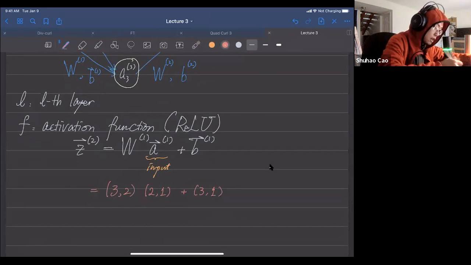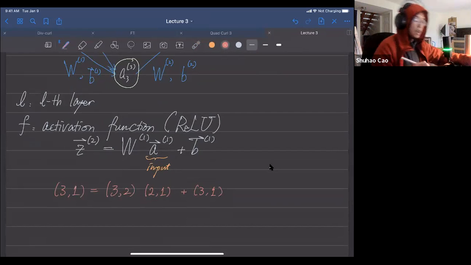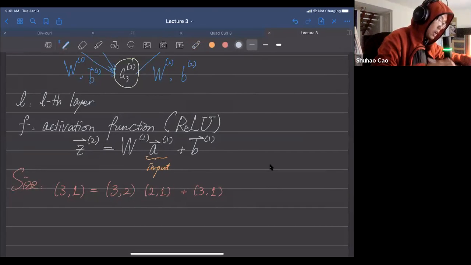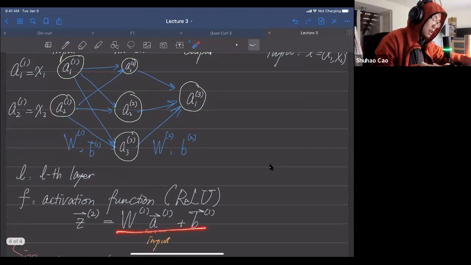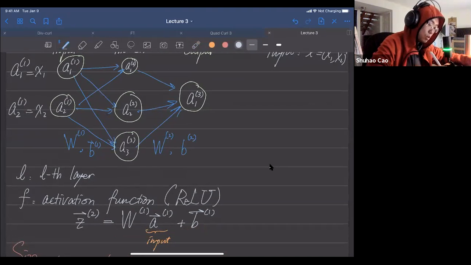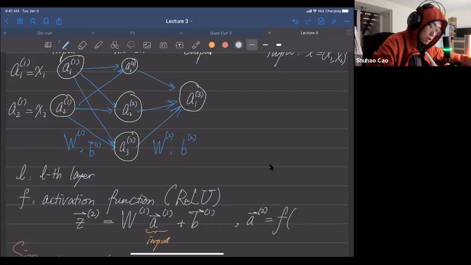In the second layer, we have 3 units, 3 neurons, so we have a 3 by 1 vector in the second layer. And now, after we get this linear combination plus the bias, Z2 is put into an activation function. So A2 equals the activation of Z2.